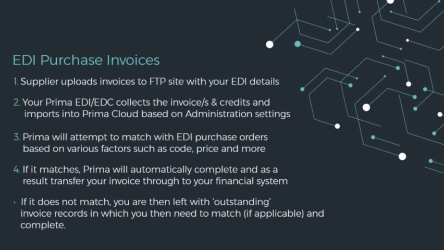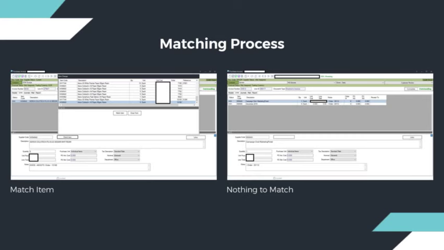Okay, so the next one: Prima will attempt to match the EDI purchase orders based on various factors. Yeah, so actually the matching process now. From this point of view, when your invoice actually drops into Prima, it has the invoice lines on there, and there's an area where you can see if it's matched or not. So I've got a screenshot that I can show you now. It's quite small on your screen, I appreciate that, so I'll go through it in more detail on screen too. But on your left hand side there, you can see an option to actually match an item. I can't hover over that actually, but just to the right of the supplier code, there's a match item box. It's not greyed out.